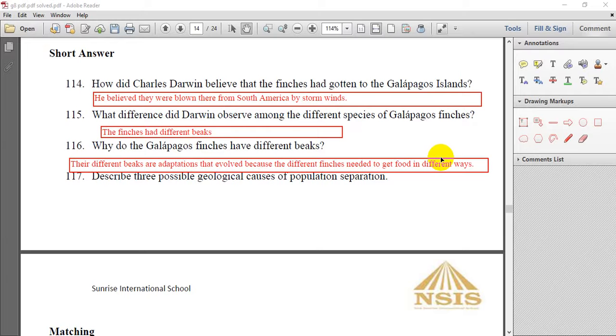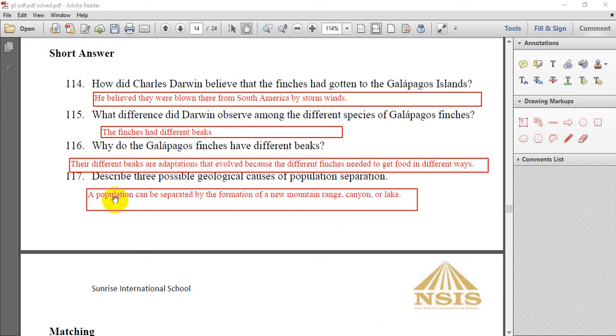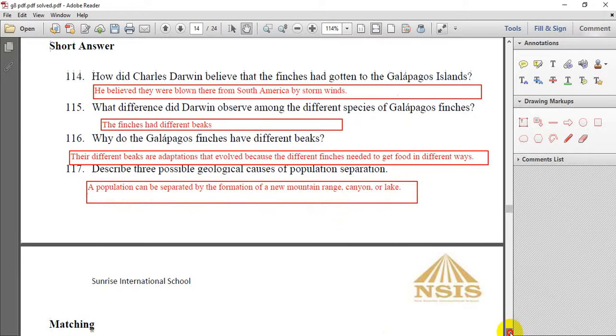Question 117. Describe 3 possible geological causes of population separation. What can make populations separate by 3 geological or natural causes? A population can be separated by the formation of new mountain ranges, canyons, or lakes. Let's move to the next question.